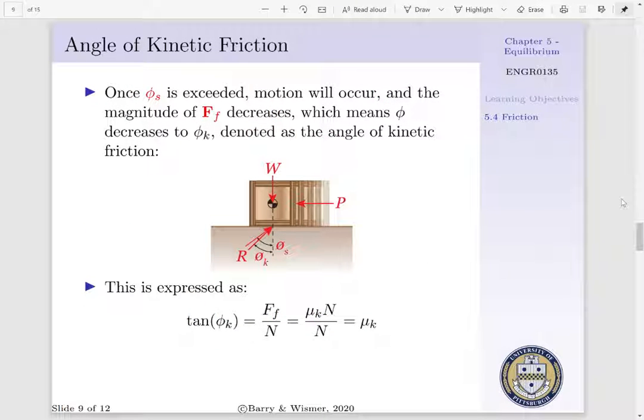Once phi sub s is exceeded, that is, once we have motion, the magnitude of our frictional force is going to decrease, which means our angle phi decreases to phi sub k, and this is denoted as the angle of kinetic friction. Thus, we can say the tan of phi sub k is going to be equal to our frictional force per N, which is equal to mu sub k times N per N, which is equal to mu sub k. For small angles, phi sub k is approximately equal to mu sub k.